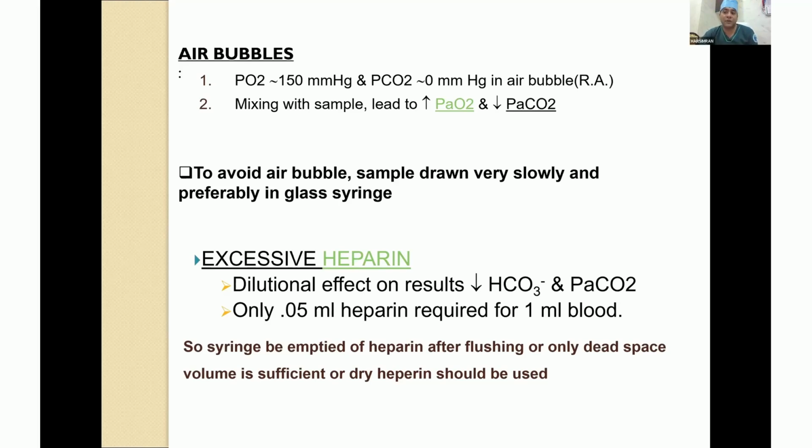And what is the site from where you take the ABG? The most preferred site is the radial. If by chance you are not able to take the radial, you can take from the femoral. But avoid the end arteries like the brachial or the carotid. You should not take a sample from there. So the best site will be radial.